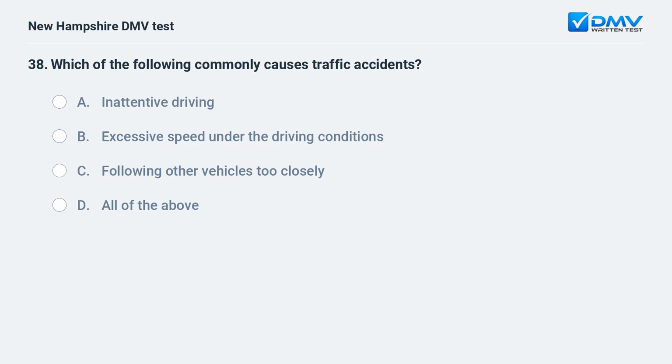Which of the following commonly causes traffic accidents? A. Inattentive driving. B. Excessive speed under the driving conditions. C. Following other vehicles too closely. D. All of the above.